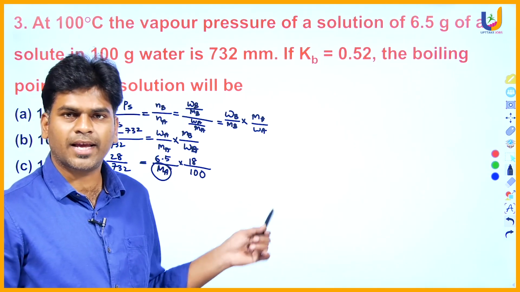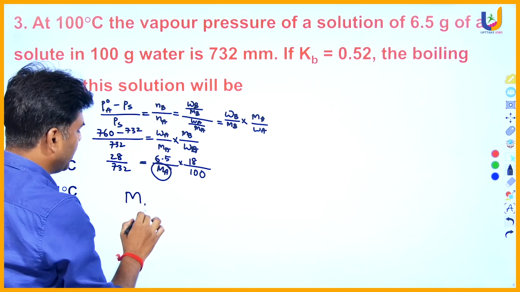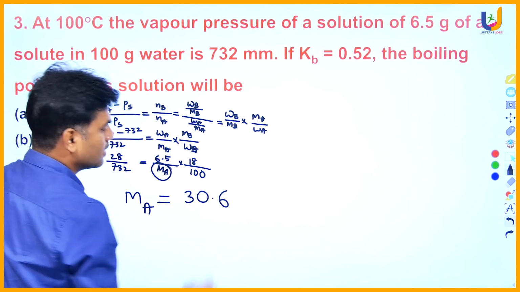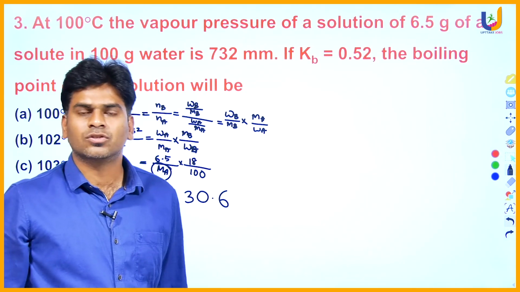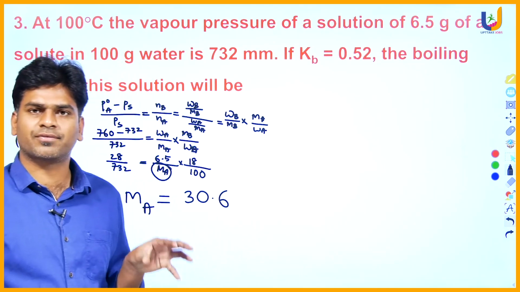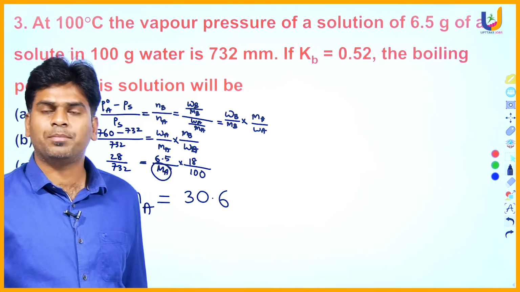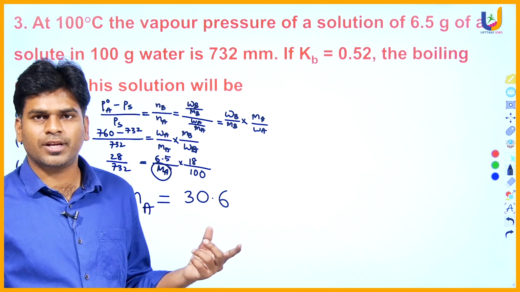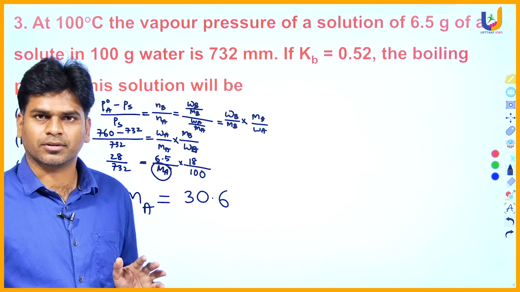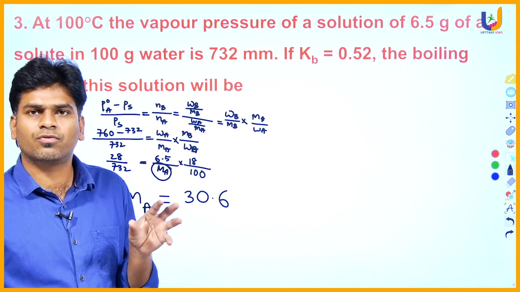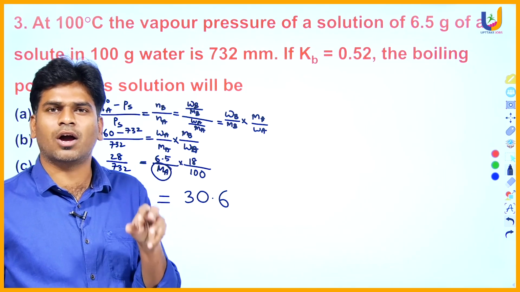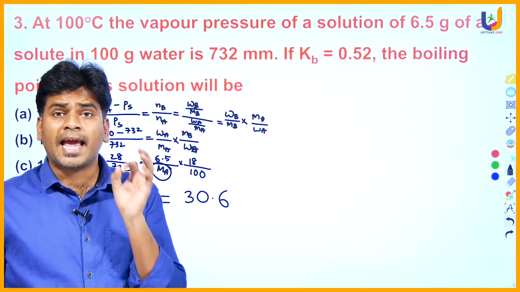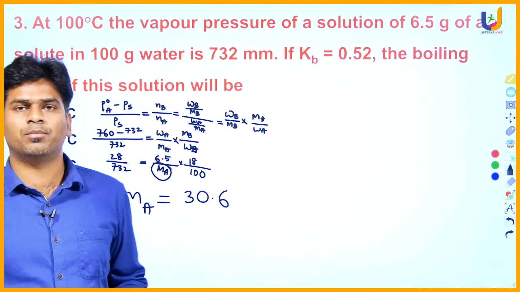From this is the value we have to find. So molecular weight of A is equal to 30.6 grams, we get. So the unknown gram molecular weight of solute is 30.6. From this we will be substituting for the boiling point. So if you want to solve the boiling point, first of all you have to know that delta TB is directly proportional to Kb into molality. That is the formula we need to know.